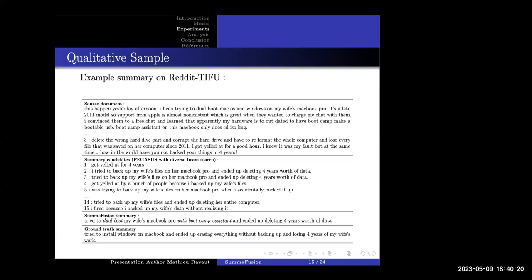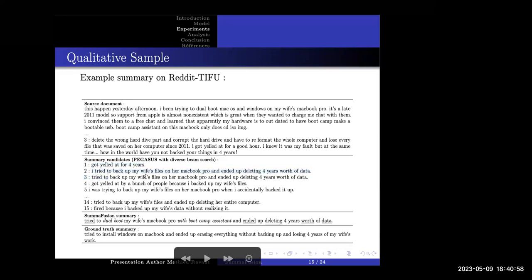So you can see that this happened yesterday afternoon. He's been trying to dual boot Mac OS and Windows on his wife's MacBook Pro. But it didn't end well, right? In the end, the guy accidentally deleted the hard drive, lost all the data. The wife was mad. So poor guy. He describes a bad story that happened to him. In the second block, we can see the summary candidates produced by Pegasus with diverse beam search. So 15 of them. We don't have space to list all of them, but some of them are quite decent. The first one is pretty bad. Just saying got yelled at for 4 years.